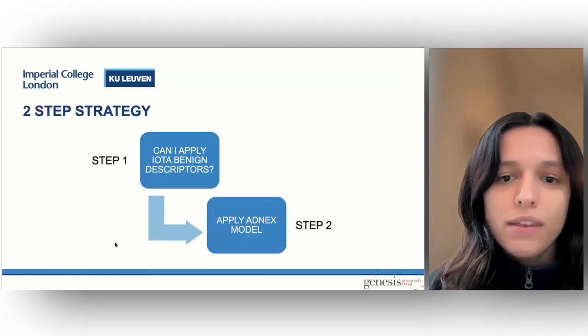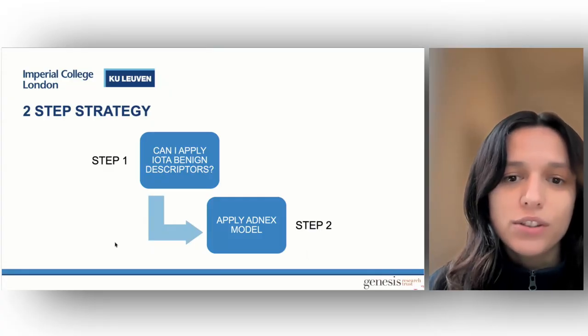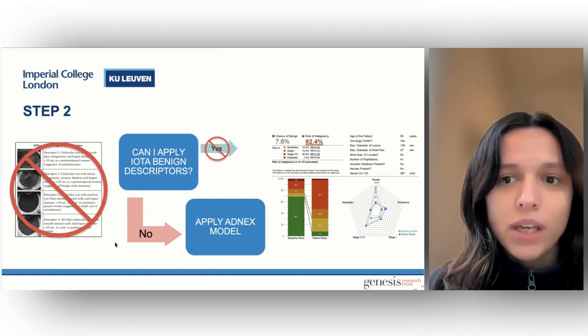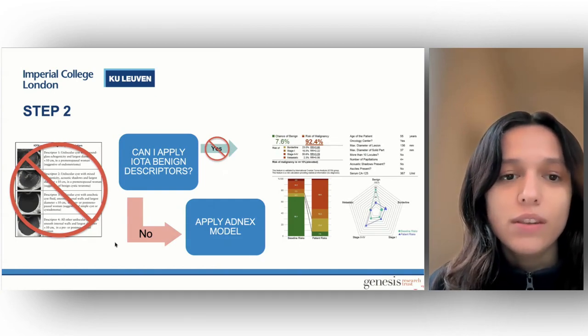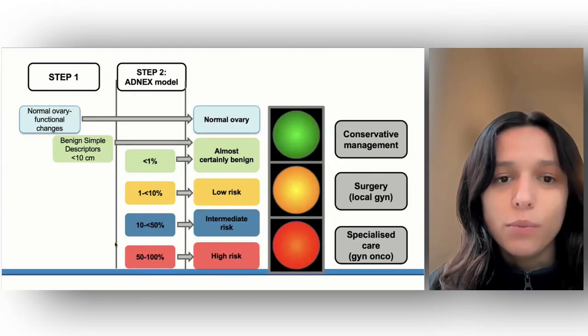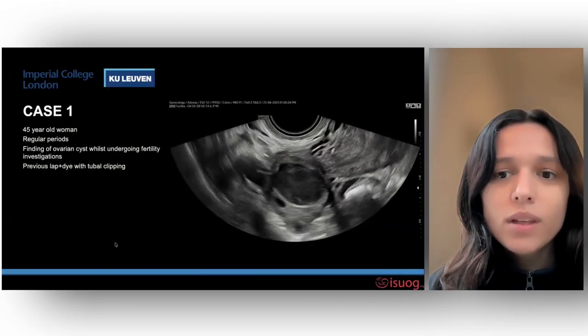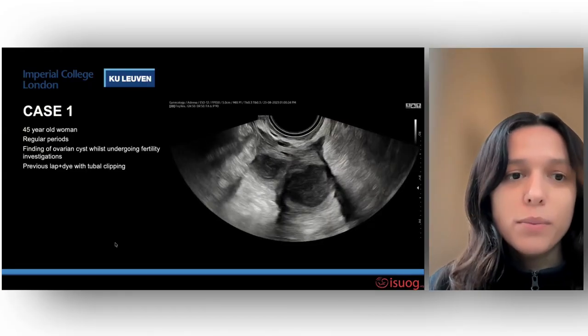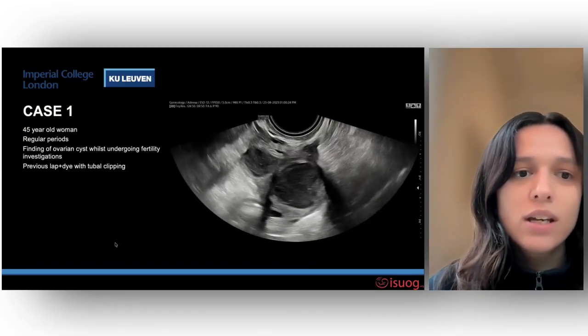When you can't apply them, you can use the ADNEX model as your second line approach. And this allows you to generate a risk of malignancy. And using your risk of malignancy, you can then use the O-RADS system, if you wish, in order to guide onward management. The first case I'd like to talk through is a 45-year-old woman who has regular periods.